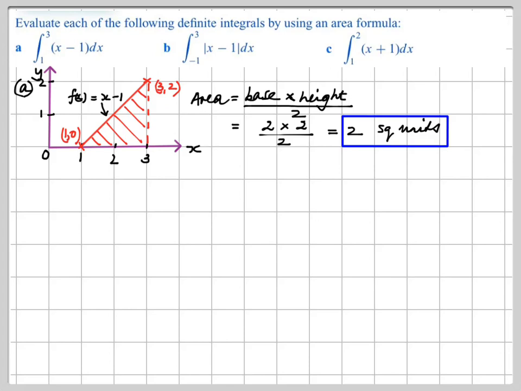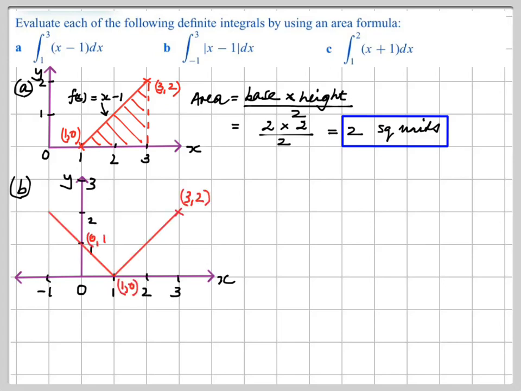But this is just starting off, guys. We've got to get the fundamentals right. Number B. So what's this? This is modulus of x minus 1, between minus 1 and 3 this time. Let's do it. There's my scale, and here's my graph, and my intercepts. Now, what do I want? I want the area between minus 1 and 3.